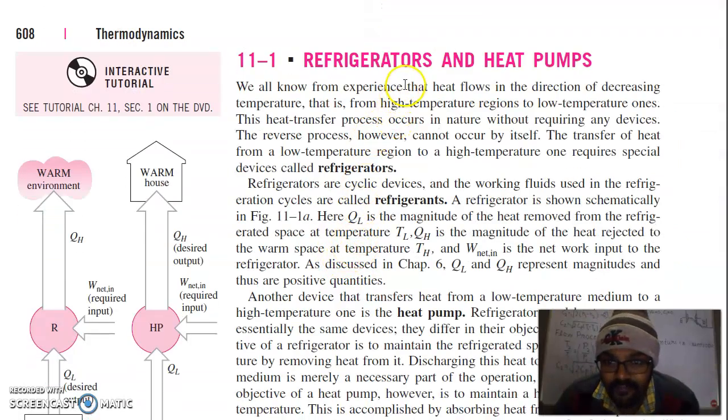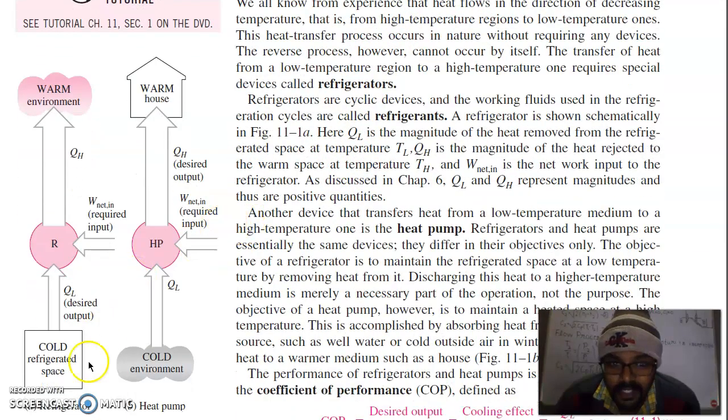So first we'll start with refrigerators and heat pumps. So this is your refrigerator, this is your heat pump. In the cold refrigerated space, heat is removed, QL. It is removed with the help of the refrigerator, which needs work input WNet, and this heat is sent to the warm environment, which is QH, the high temperature environment.